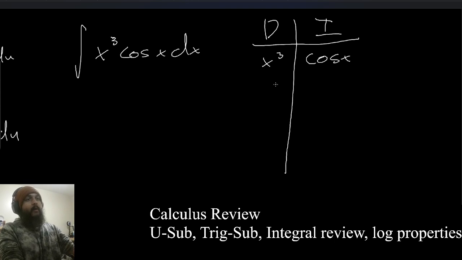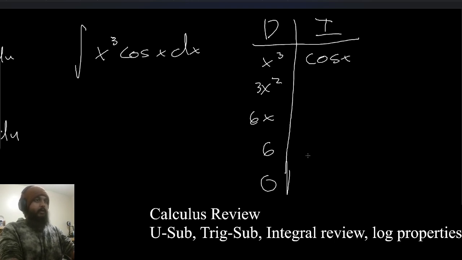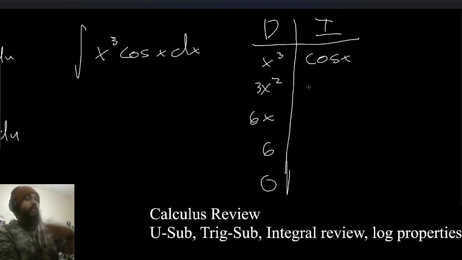Now take the derivative of x cubed. 3x squared, and then the next one is 6x, and then the next one is 6, and then finally 0. You always want to go to 0. Then, what's the integral of cosine x?